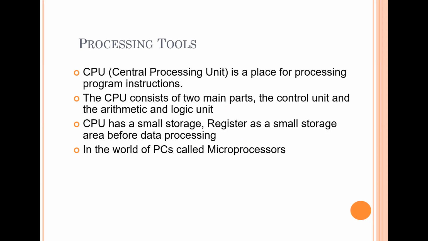We continue with the processing tools here. Processing tools, we've got the popular one, right, for processing, which is the CPU, central processing unit. Here is the place or the device for processing. Well, the structure of the CPU consists of the control unit, and then the arithmetic and logic unit. The CPU also has small storage. It depends on the storage embedded on the CPU itself, and then the register as small storage before processing.